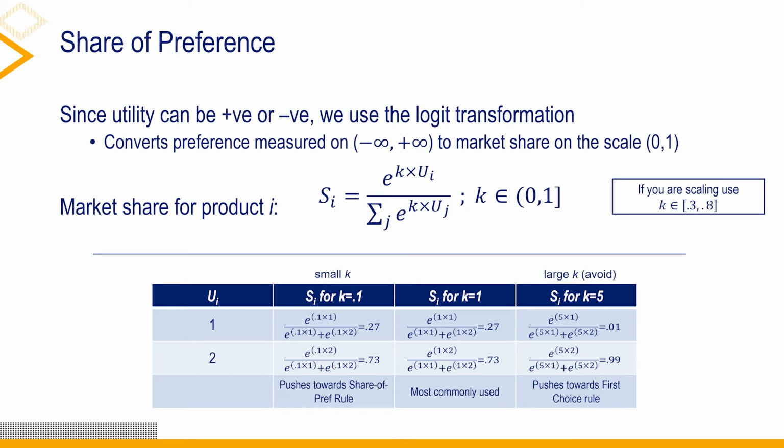Since utility is not constrained to be greater than 0, we use a transformation called the logit transformation that maps any real number to a value between 0 and 1. We call this rule share of preference. We also include a scaling constant. Small values of the scaling constant push the predicted share to be closer to the relative size of the utilities. Larger values of the scaling constant push the predicted share to be more like the first choice rule. For existing markets, we would choose a scaling constant that resulted in the best prediction of the current market shares.